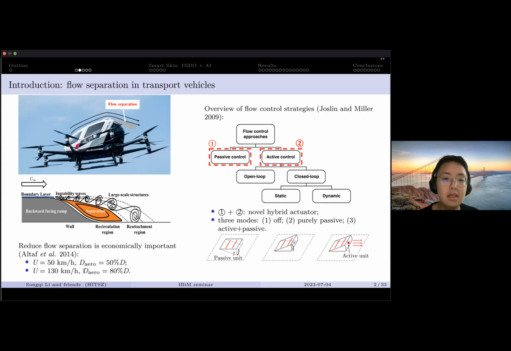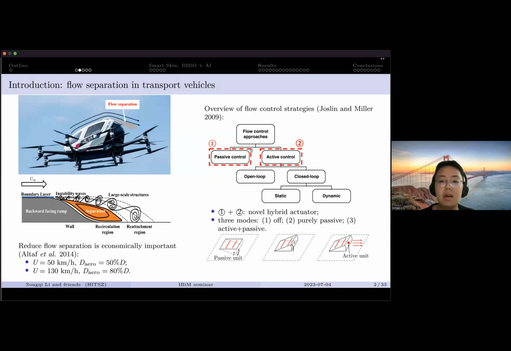So that said, investigating and controlling the flow separation in these simplified models and also the actual transport vehicles is of great economic importance. And over the past few decades, flow control techniques have been developed drastically. So here I present this review or overview of the flow control strategies.